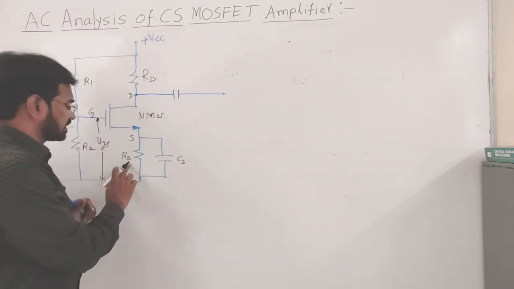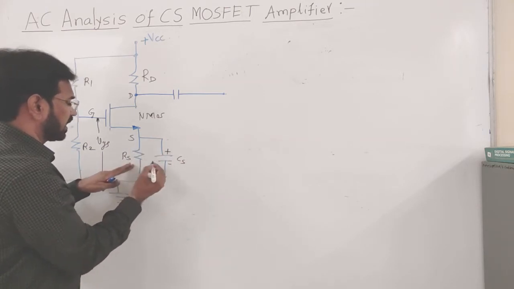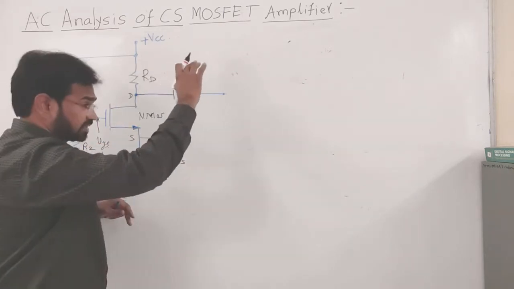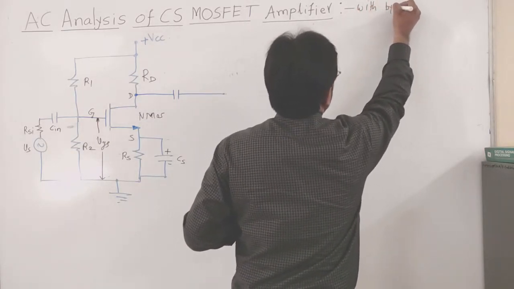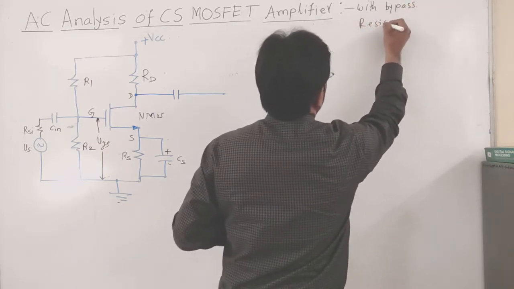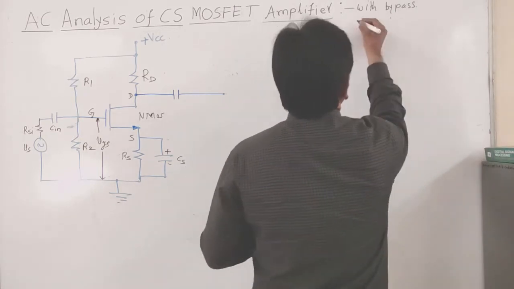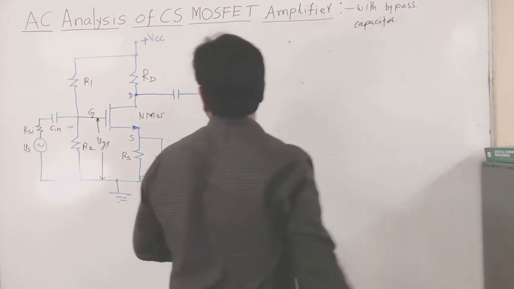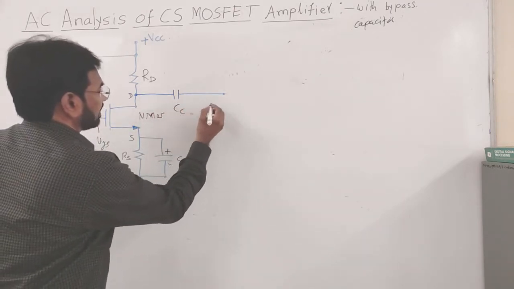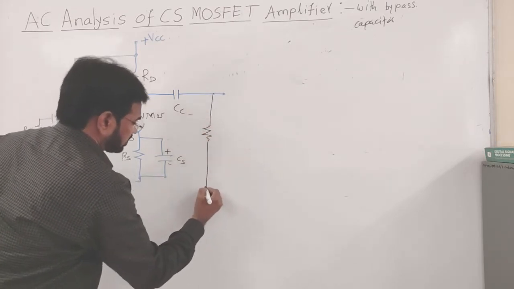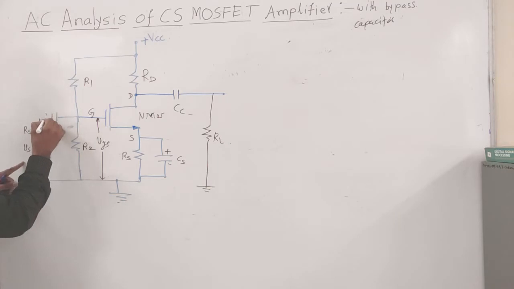Now, one more important thing, this RS is provided with a source bypass capacitor. So, this is the source resistor and we have one capacitor which provides a bypass to the AC. Therefore, this is the common source MOSFET amplifier with source bypass capacitor. So, there are 3 capacitors: the input coupling capacitor, the output coupling capacitor, and the source bypass capacitor. We want to take output across this resistor which is not part of the circuit, but it is called the load resistor, and this is also not part of the amplifier circuit.